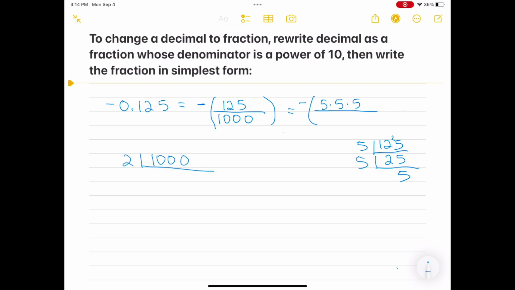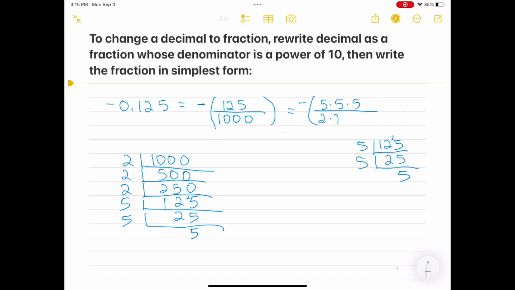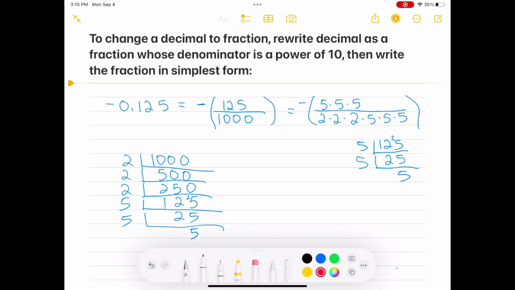And of course, what remains is the fraction in its simplest form. So 125, the numerator, breaks down to 5 times 5 times 5. And 1,000, the denominator, breaks down to 2 times 2 times 2 times 5 times 5 times 5. And we write those factors out corresponding to the numerator and denominator accordingly. And we are now ready to cancel out like factors.